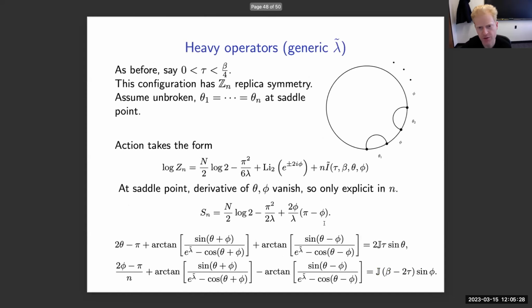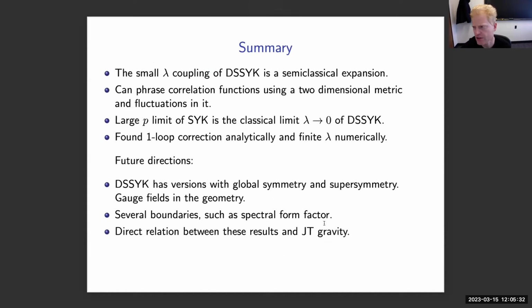Okay, yeah, I see that it's more than 3 minutes. Okay, so let me skip the heavy operators and just go to the conclusions.